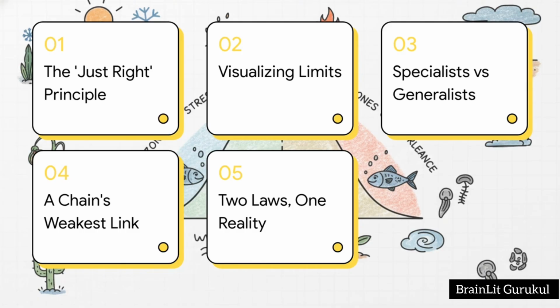So here's the game plan. We're going to start with the just right principle itself. Then we'll actually visualize what that looks like using something called a tolerance curve. After that, we'll get into the big difference between adaptable generalists and those picky specialists. We'll also see how just one single factor can be the weakest link for survival. And finally, we'll put all the pieces together and see how this law fits with another major ecological concept.